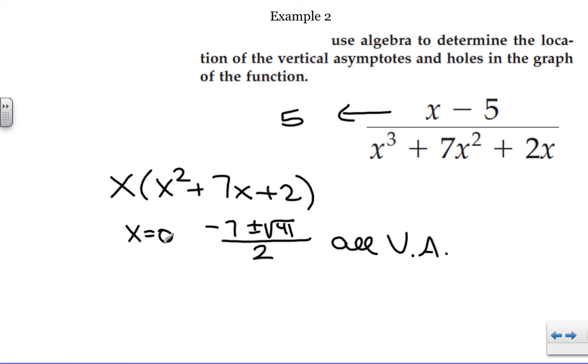So I have x equals 0 as an asymptote, and then I also have this line here. So this has 3 vertical asymptotes. I want you to realize that, because this is -7 plus square root of 41 over 2 and -7 minus square root of 41 over 2. So if I were graphing this, I would have 3 vertical asymptotes all at those places. Since none of them are 5, there's no holes, it's only vertical asymptotes. So always need to check and see which one is which.